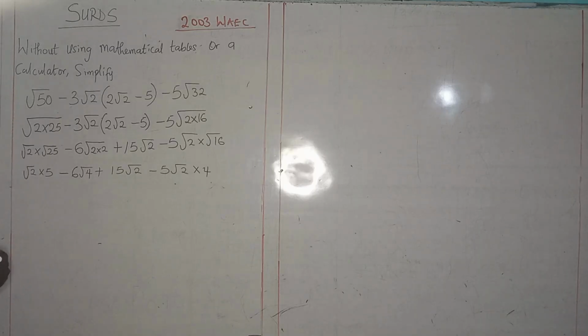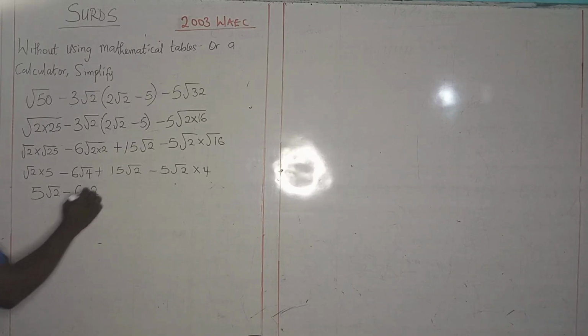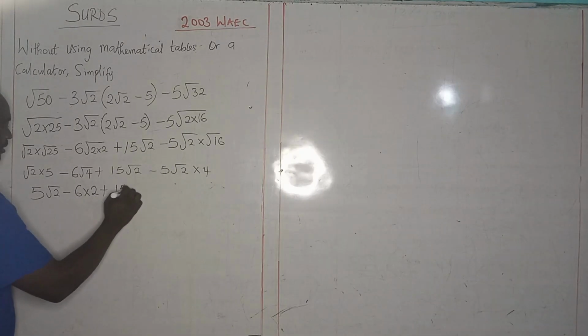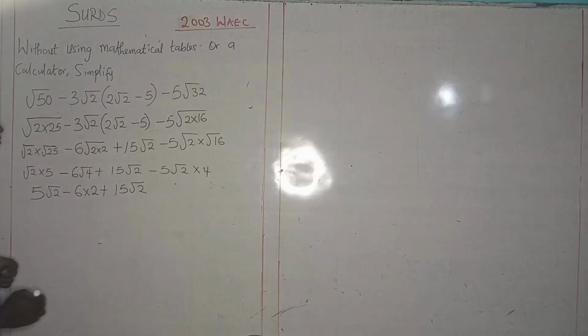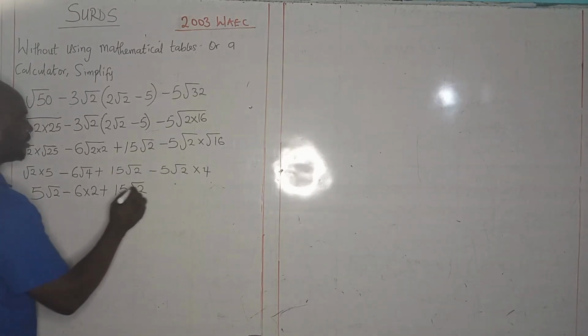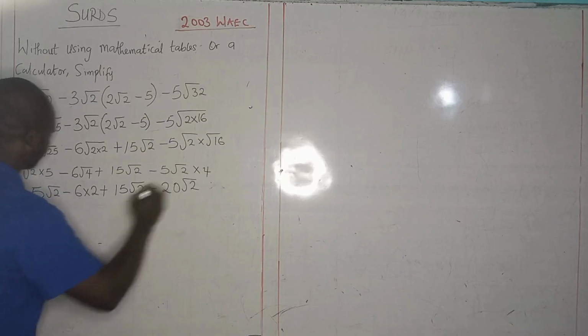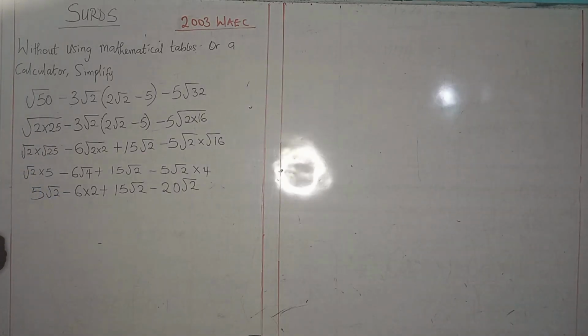Right. Now, let's go further. What does that mean? Root 2 times 5 will give us 5 root 2 minus 6. Root 4 is what? 2 times 2 plus 15 root 2. Now, this 4 will multiply this 5. That will be minus 20 root 2. Alright, that means what? We have 5.